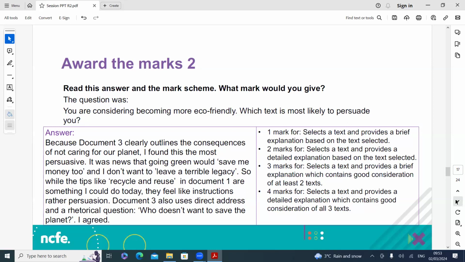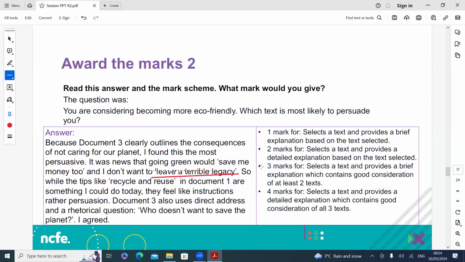Selects a text and provides detailed explanation based on the text selected. So we have more detail in this answer. Have we got some quotes, some paraphrasing? Yeah, so we've got, just underline it, "I don't want to leave a terrible legacy." Yes. Okay, quotes and "news that going green would save me money too," and so on. So yeah, so we've got 2 marks there.